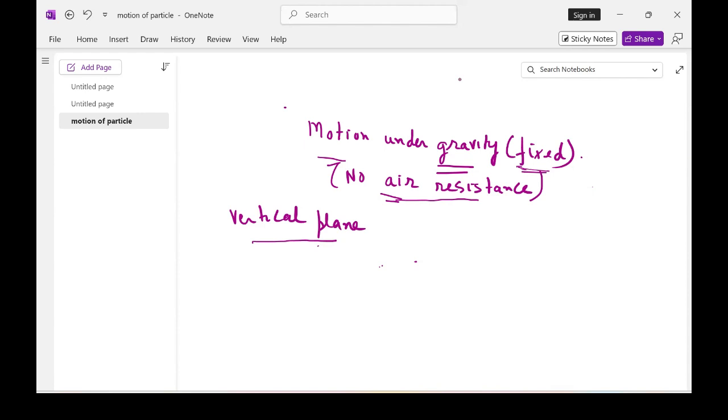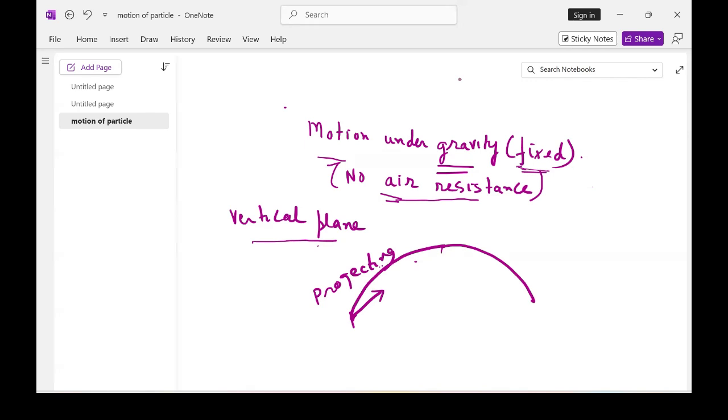Okay, right? So suppose you are standing here and you are throwing some particle. You are throwing, meaning you are projecting it with some velocity. If you are projecting a particle with some velocity, what will it do? It will first rise a bit and then it will fall down. So why is this so?